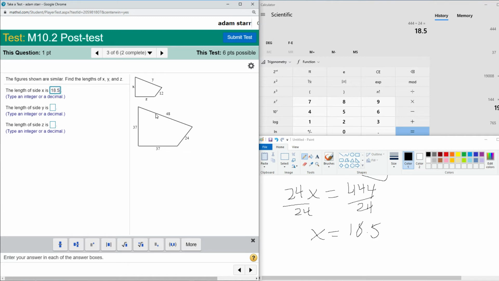So if I look at y, if this side is 48, I don't even have to set up a proportion because I know it's going to be half. So if this is 48, I know y is going to be half that, which is 24. And then the last side, which is z, is 37. And then if I look at this, this is also 37. So x and z are actually the same length because these both are 37. And I already found what x was. So I know z is also going to be 18.5.